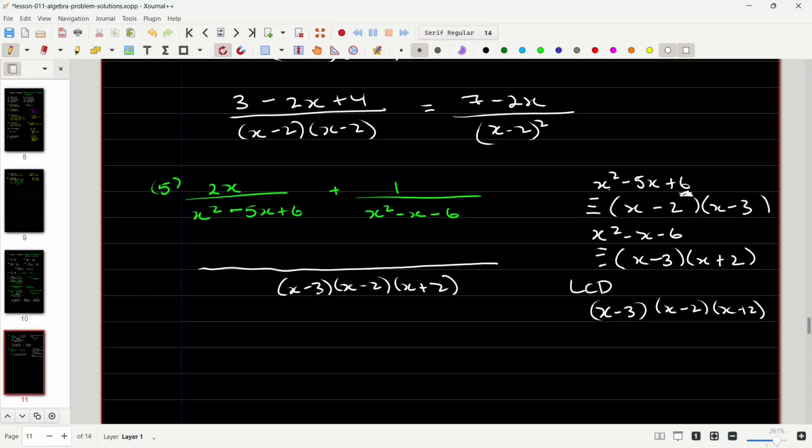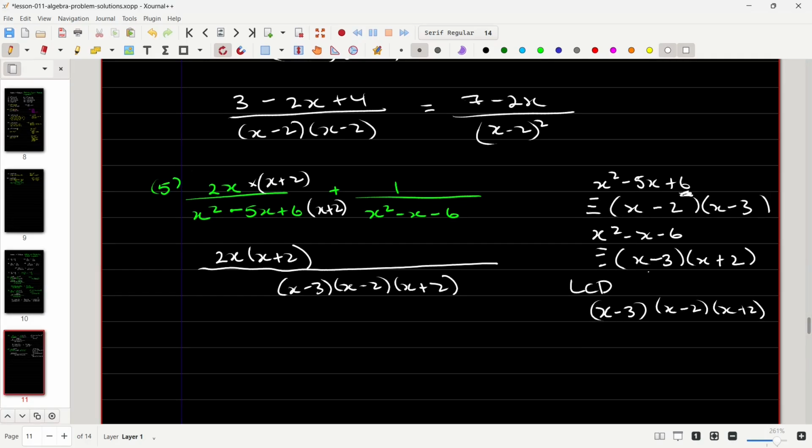And then x squared minus 5x plus 6 is (x minus 2)(x minus 3). So I need to multiply by x plus 2. So I need to multiply here by x plus 2 to get the denominator. That means I'm doing the same thing on the bottom here, and that will leave me with 2x into (x plus 2).